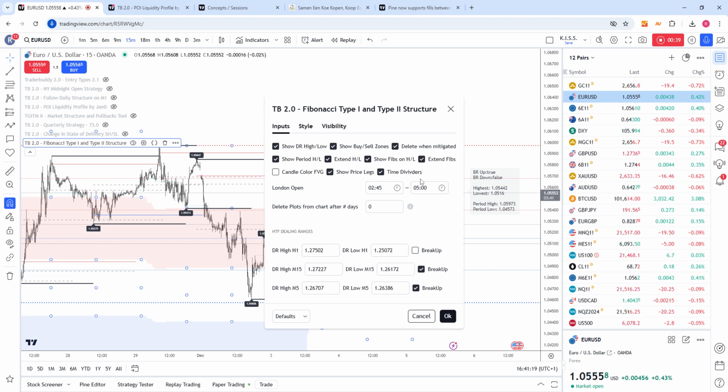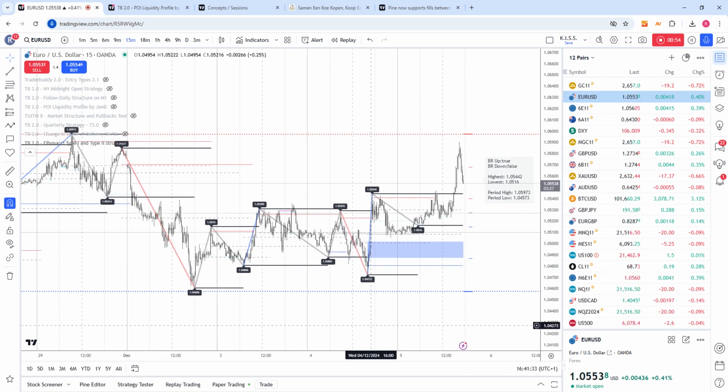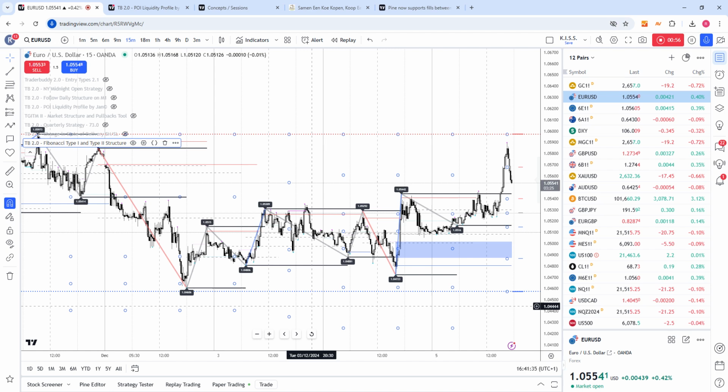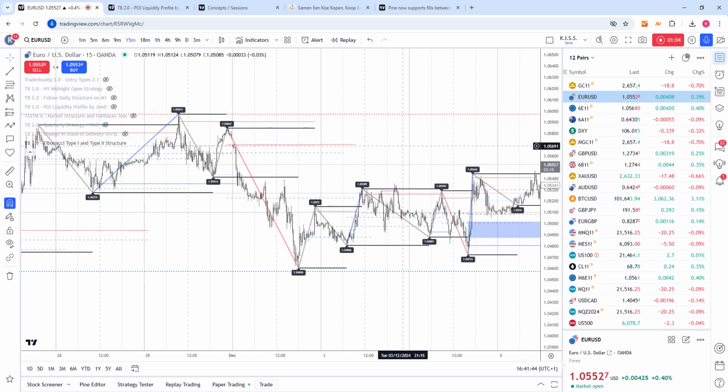And we have dividers. Okay, time dividers. That's something new. So let's go over what it all is. If you mark off structure according to the training, you will get this structure. If you don't, you did something wrong.